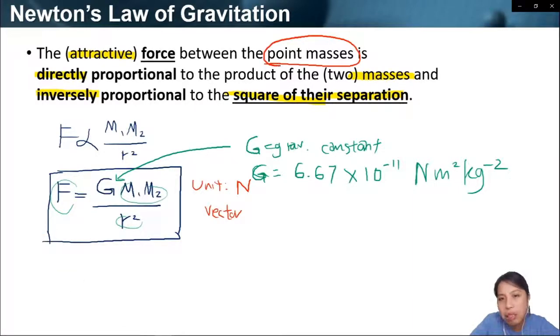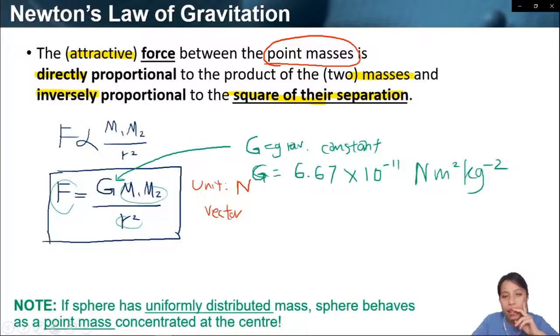One last thing I would like to highlight to you is the word they use, point masses. Why do they say point masses? Obviously, Earth and Moon are round-shaped spheres. But why do they call it a point? That's from this idea right here.